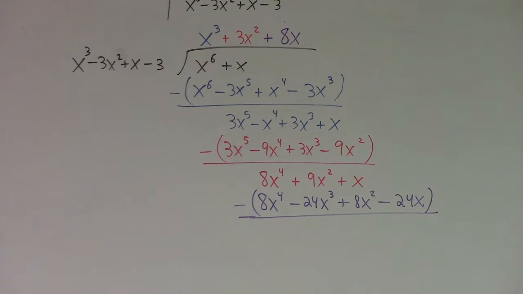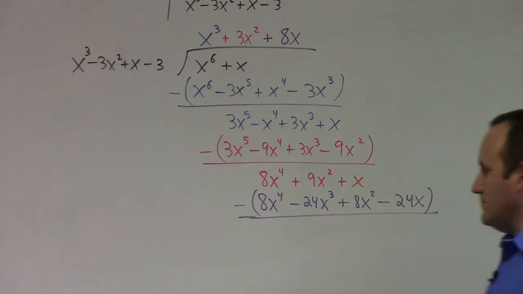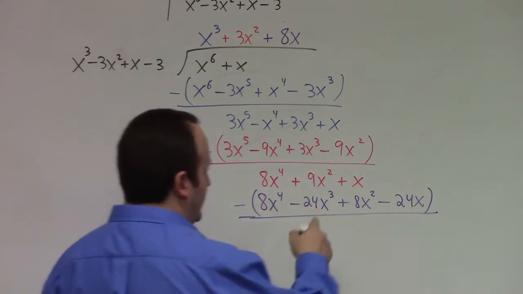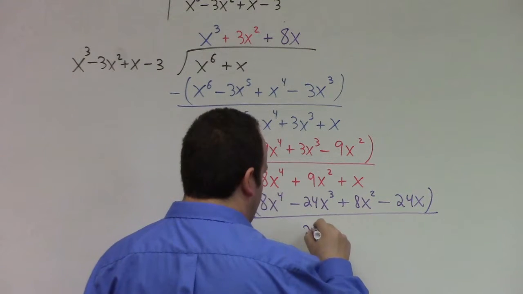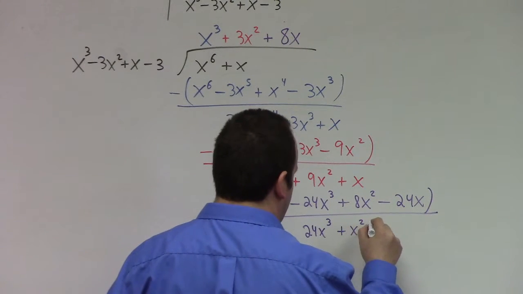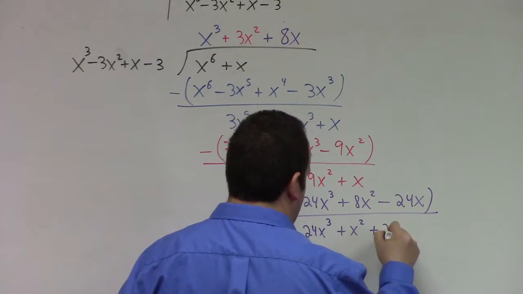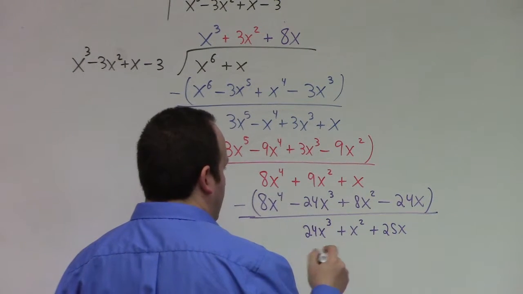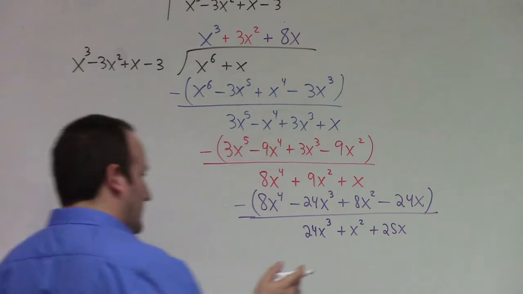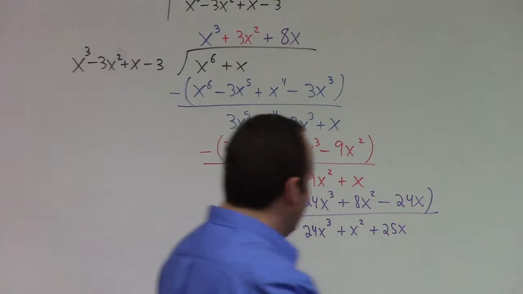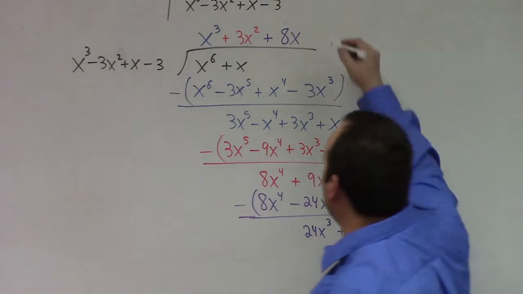All right. So what do we got now? The x to the fourth terms cancel, and we got ourselves a 24x cubed plus x squared plus 25x, right? Yeah. So what's my next? So what comes next? Plus, what do you say, plus 24?